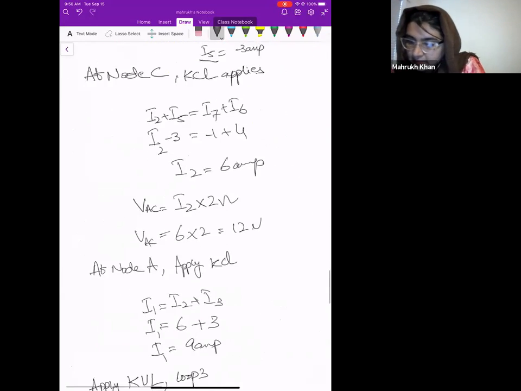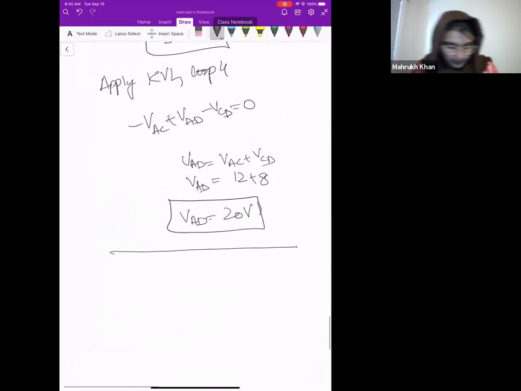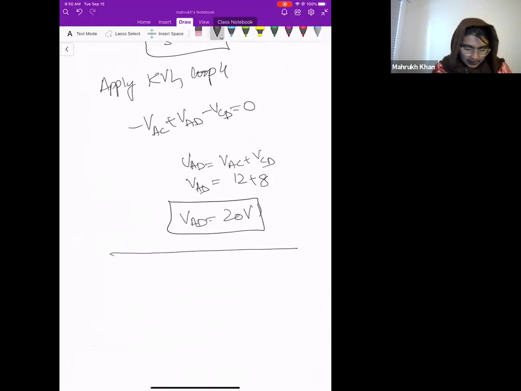So that's about it for this one. Now we will move towards another scenario, that is Y delta transformation. So what is Y delta transformation?